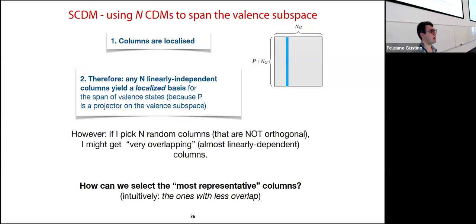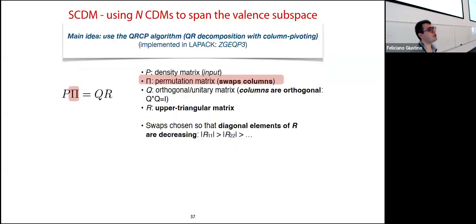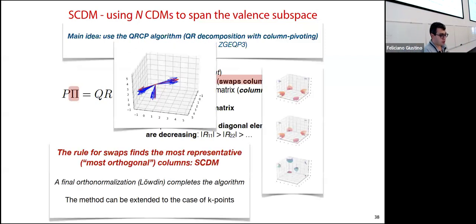But if I pick N of these columns at random, of course, this will not work, because they would not be linearly independent. So you want to select the most representative columns, and these will be essentially the ones that have less overlap with each other. And the SCDM is essentially just a linear algebra way to implement this. You use the QRCP algorithm, which is just a matrix operation implemented in LAPACK, so there's a library to do that. And what in practice this does is find the most representative, so the most orthogonal, columns of the density matrix.